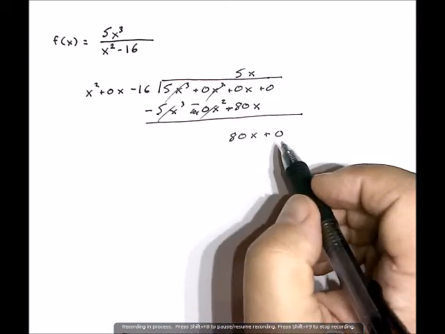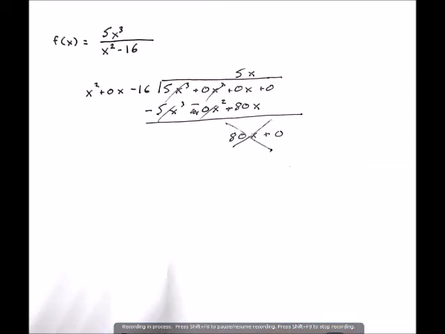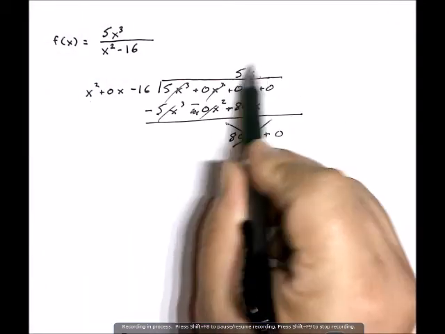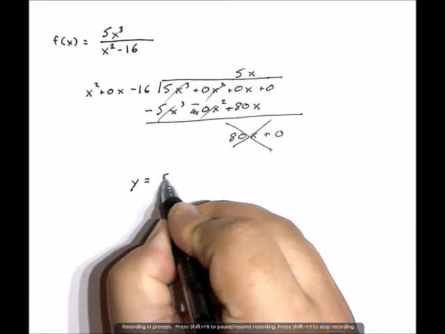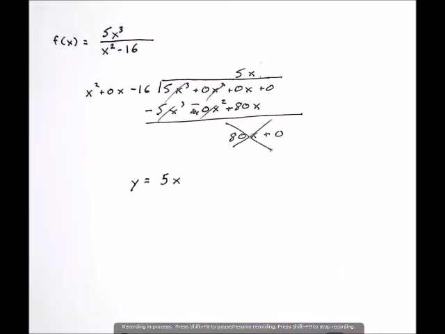For oblique asymptotes, you throw out the remainder. We don't care about the remainder for oblique asymptotes. We just care about the quotient. So the oblique asymptote here is just 5x.